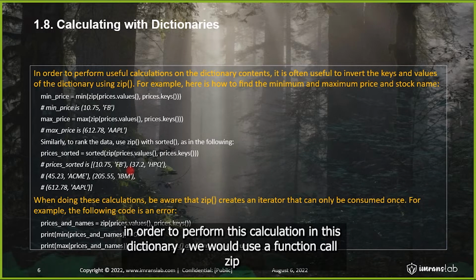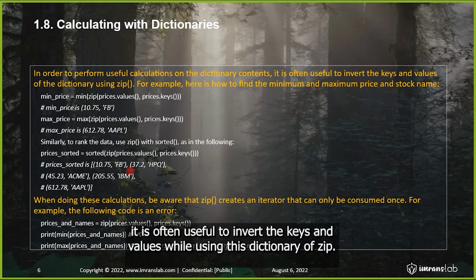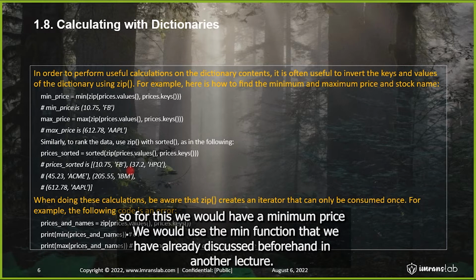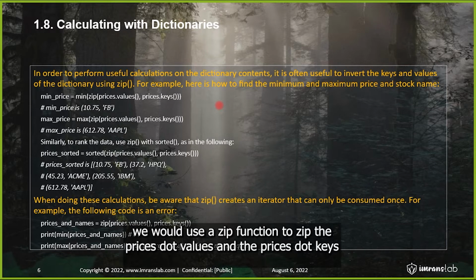So in order to perform these calculations on dictionaries, we would use a function called zip. It is often useful to invert the keys and values while using zip on the dictionary. For example, here we would want to find the minimum or maximum price of a stock and the name of that stock. So for this, we would have a minimum price. We would use the min function that we have already discussed in another lecture. We would use the zip function to zip prices dot values and prices dot keys.